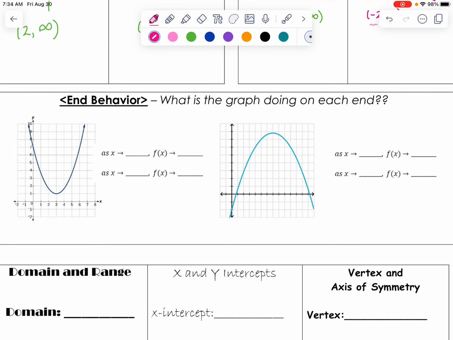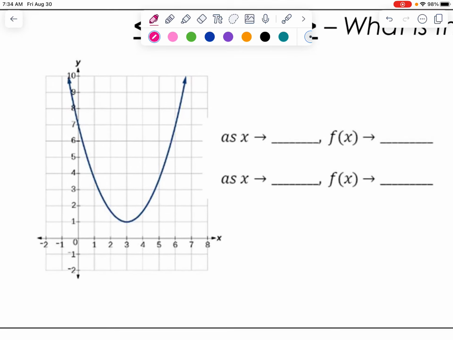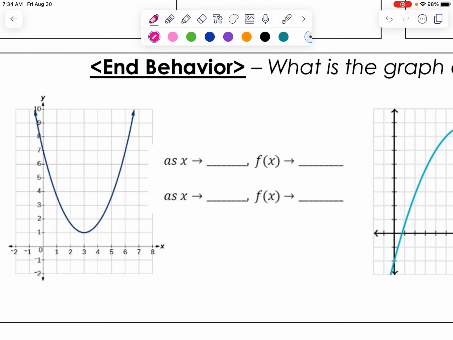In this video, I'm going to go over end behavior of graphs. Really, end behavior is just asking what the graph is doing on each end. Starting with this first one here, you probably noticed that most graphs have two ends, one end on the left and one end on the right. So we're looking at both of these ends and thinking, what's happening at the end?